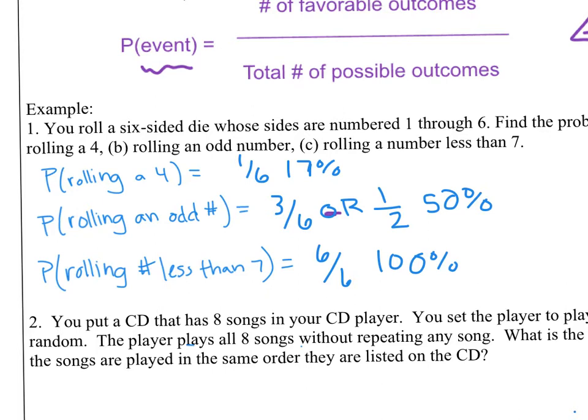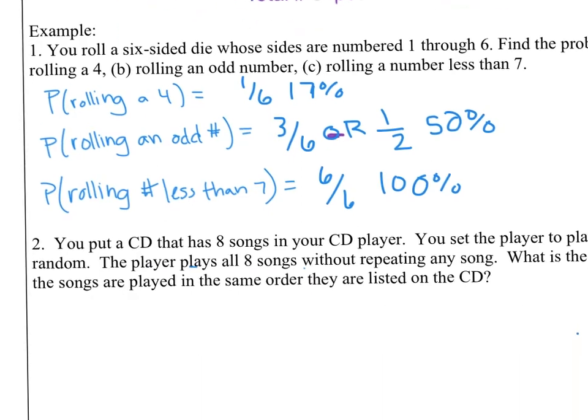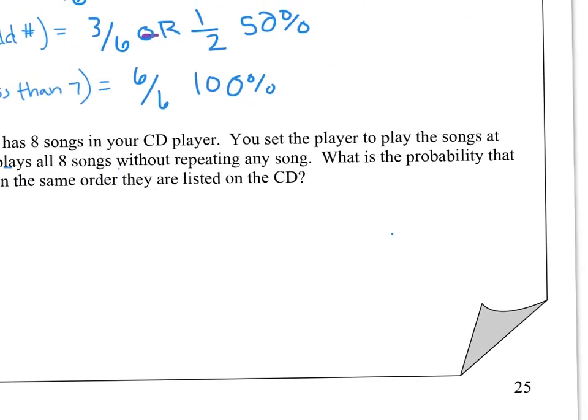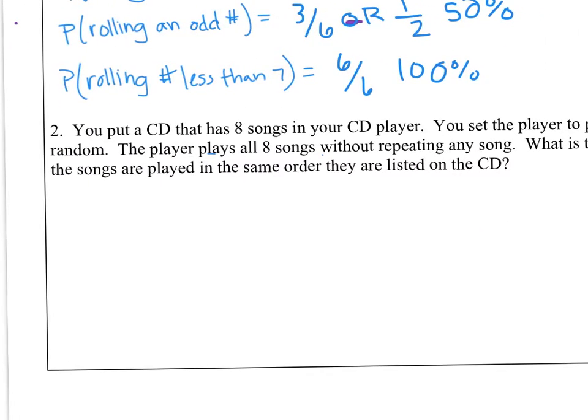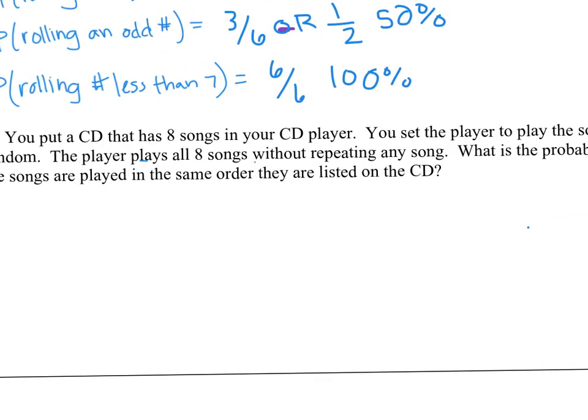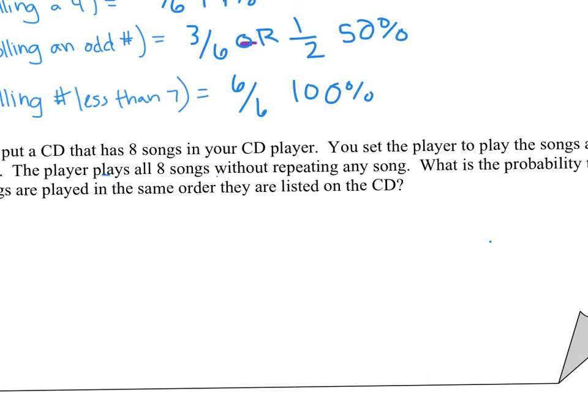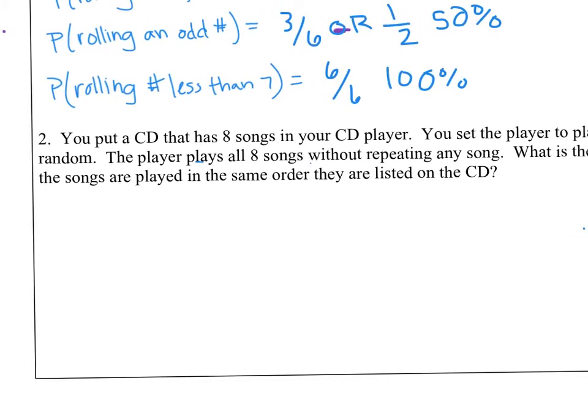Okay, so number 2 then, it says you put a CD that has 8 songs in your CD player. You set the player to play the songs at random. The player plays all 8 songs without repeating any of them. What is the probability that the songs are played in the same order that they are listed on the CD? So, our favorable outcomes would be all 8 songs in the order in which they were put on the CD.